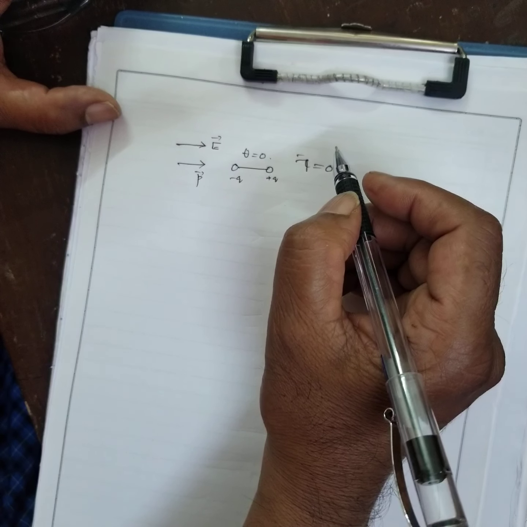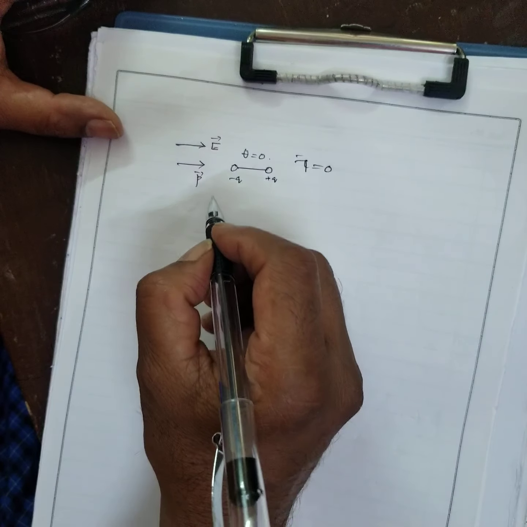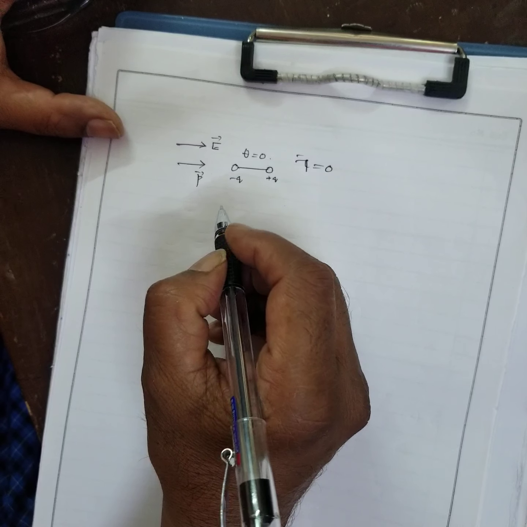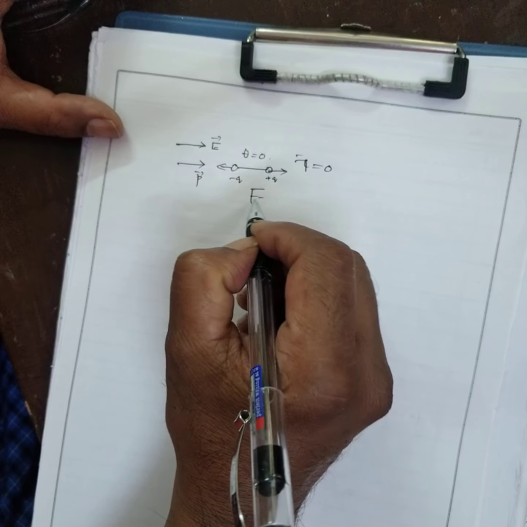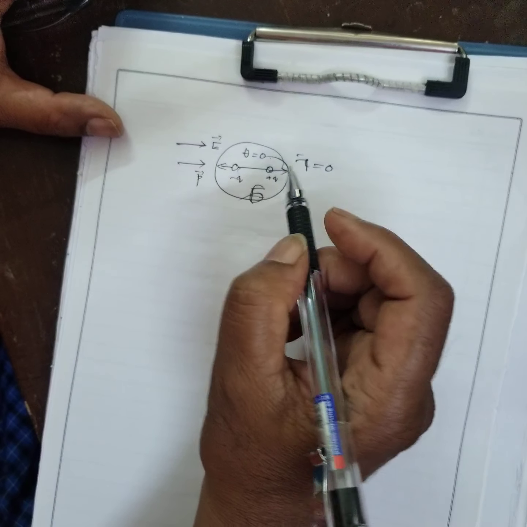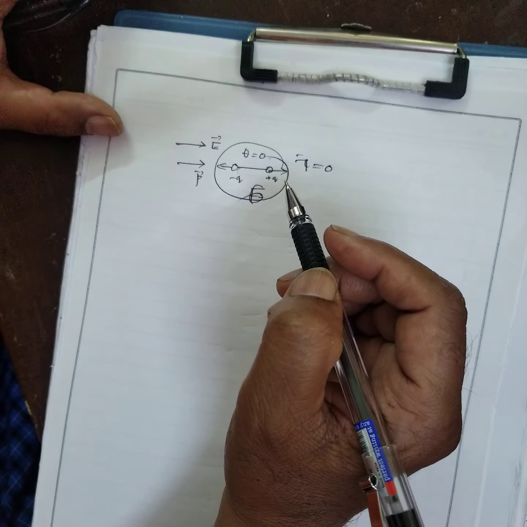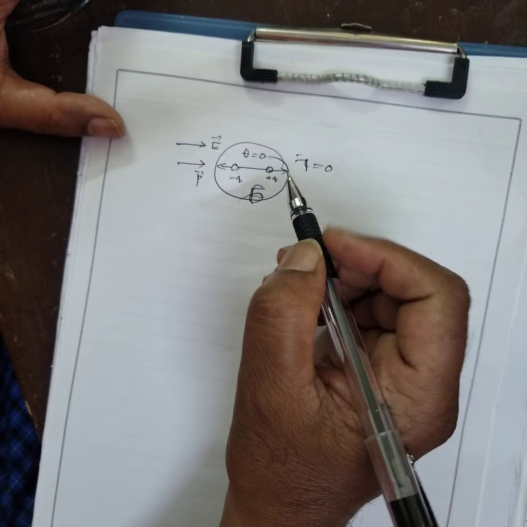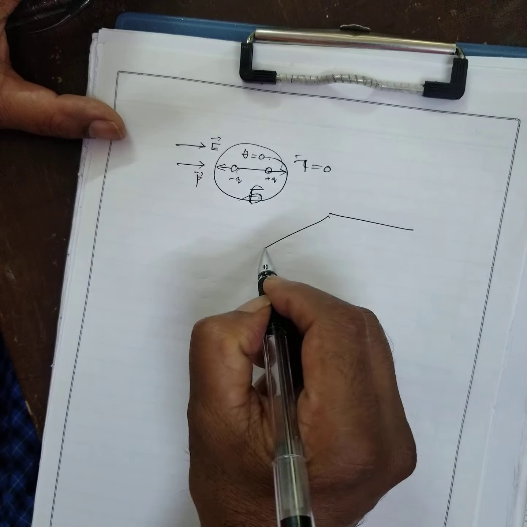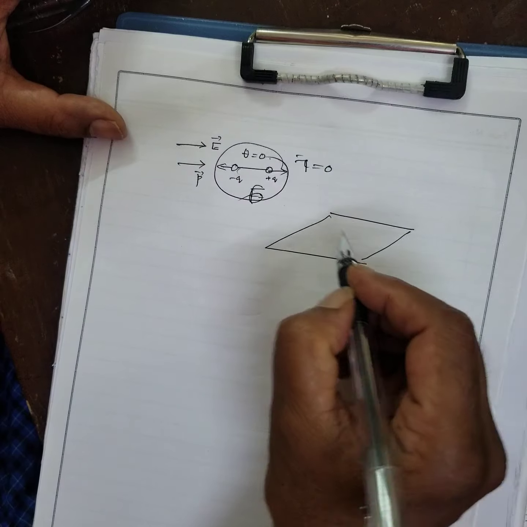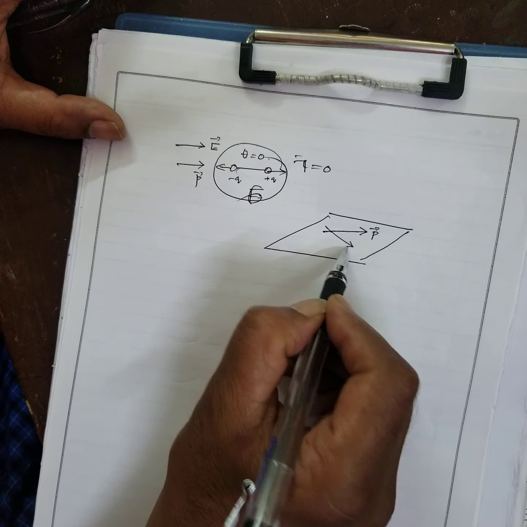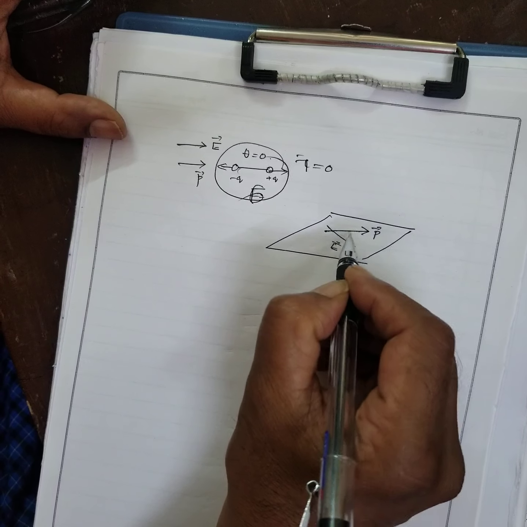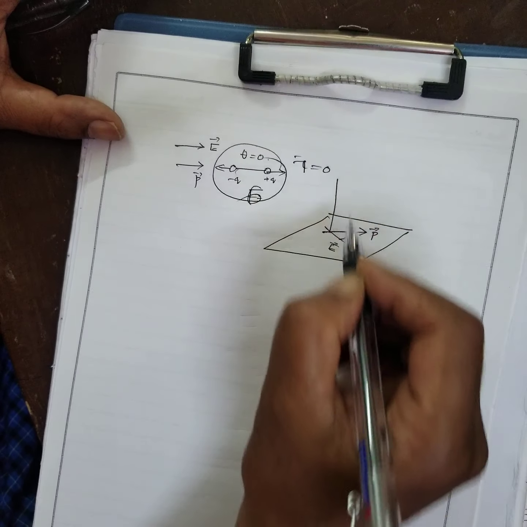What is the net force on the dipole in a uniform field? This one is positive and negative. The net force is what? 0. Net force is always 0. See, remember this. This is P, this is E, and this is theta.